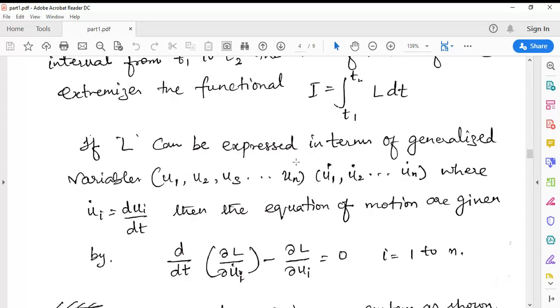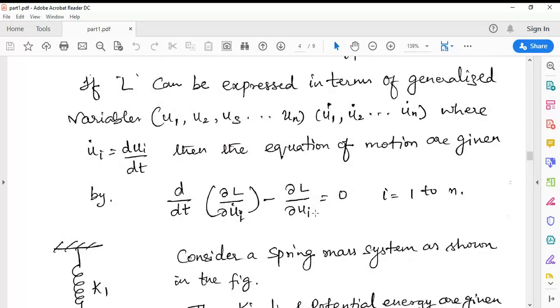If L can be expressed in terms of generalized variables u1, u2, u3, and u1 dot, u2 dot, etc., where ui dot is the time derivative of displacement, that is the velocity component, then the equation of motion is given by d by dt of del L by del ui dot minus del L by del ui equals 0. This is a typical variational calculus approach. We are familiar with this even in structural problems. The solution of which leads to this particular equation, for i equals 1 to n.